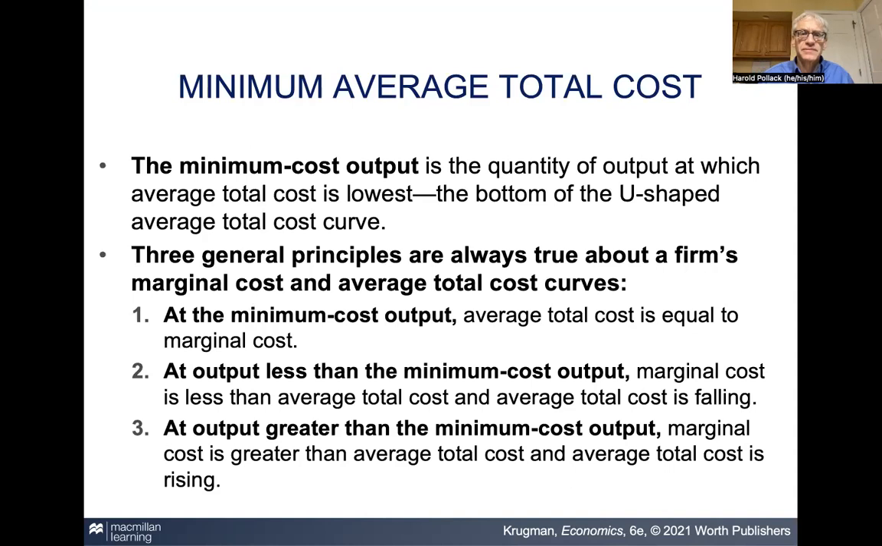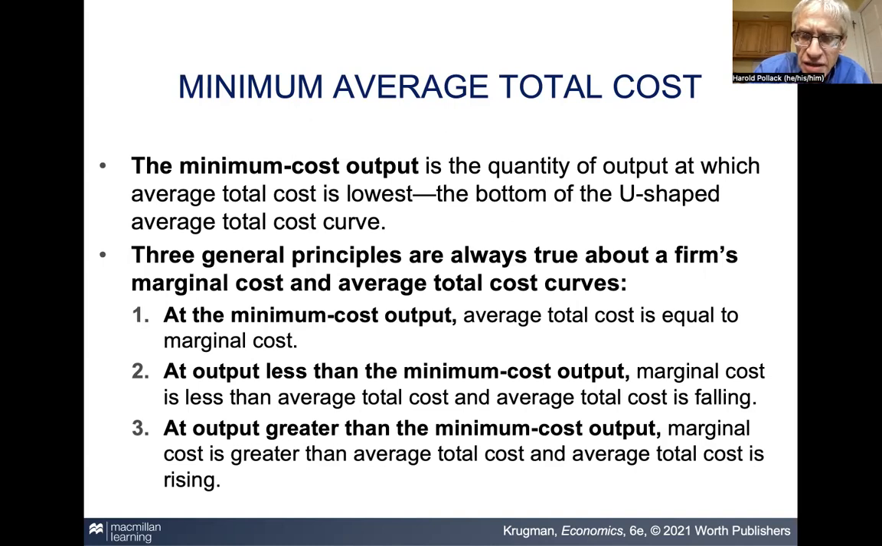So the minimum cost output is the quantity of output at which the average total cost is lowest. It's the bottom of that U-shaped average total cost curve. And that turns out to be a really important point. That's where price-taking firms are producing in a really competitive market with lots and lots of price takers. So average total cost equals marginal cost, like I keep saying.